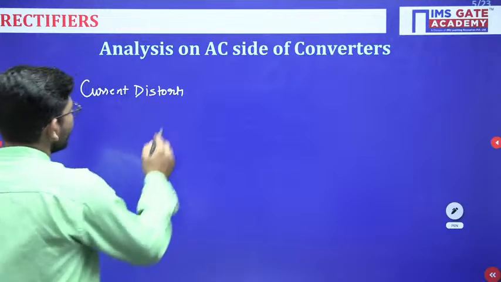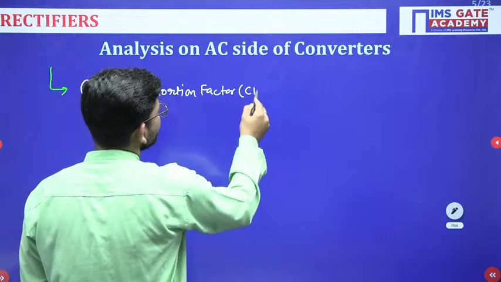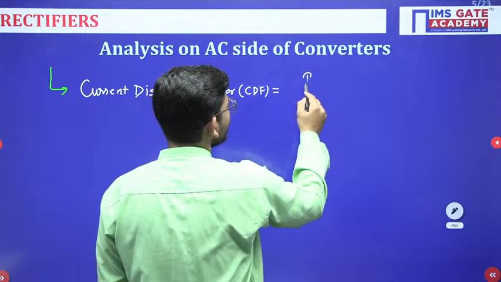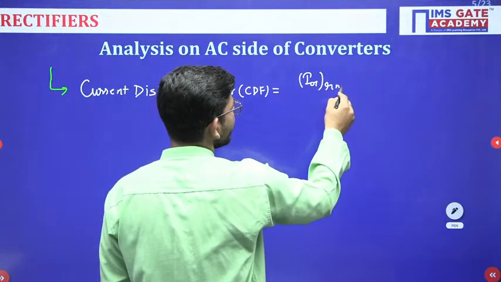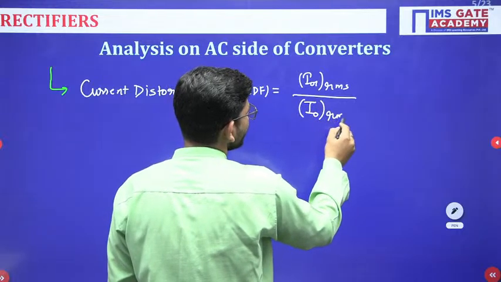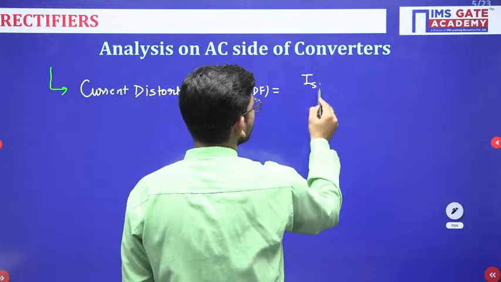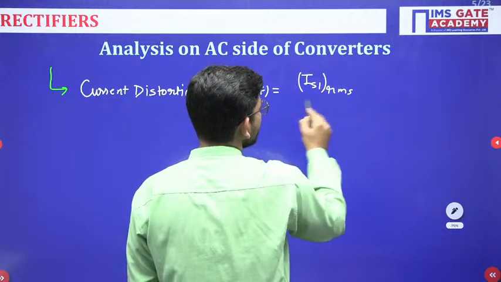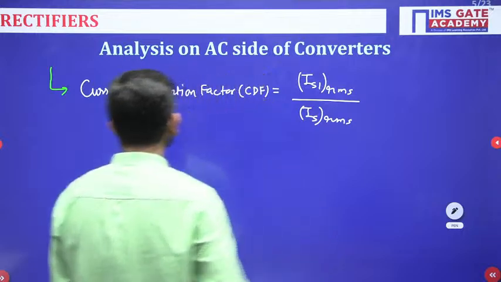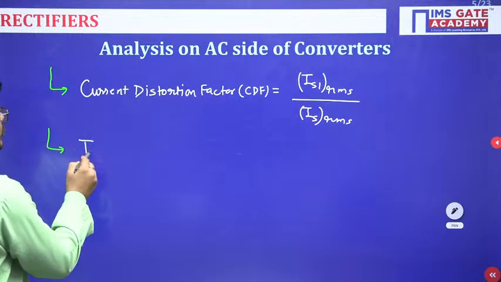Okay, so we will be calculating the current distortion factor, which is called CDF, and that will be equal to the RMS value of the fundamental component of current divided by the total current RMS value. Let me write it as source current because we are talking about the source. So fundamental source RMS current divided by the total RMS value of the source current. That will be the current distortion factor, and then we will measure something called total harmonic distortion.